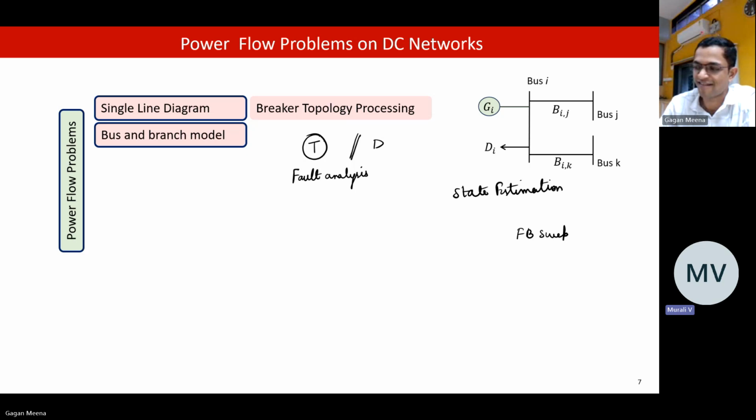Which phase? Yes, we have a three-phase system, right? Which phase voltage is that? Because we are getting only one voltage per bus. One voltage for each bus, right? But actually, it's a three-phase system. So, which voltage is that?